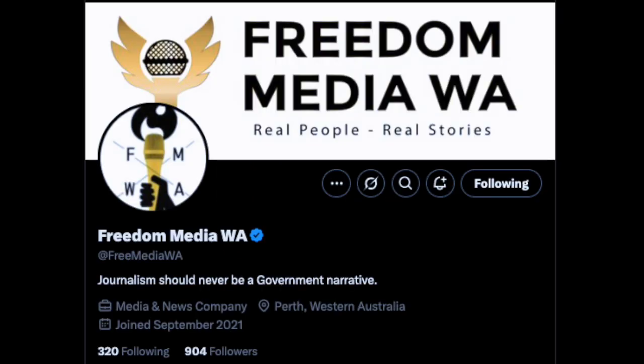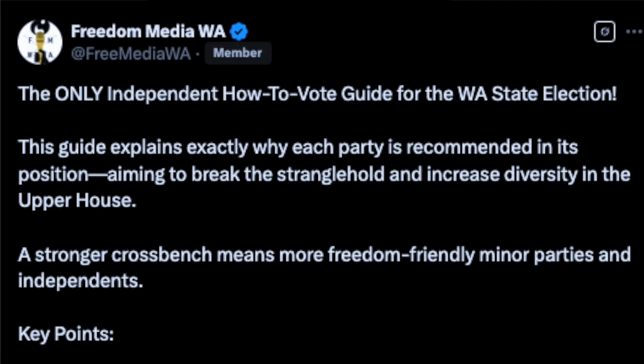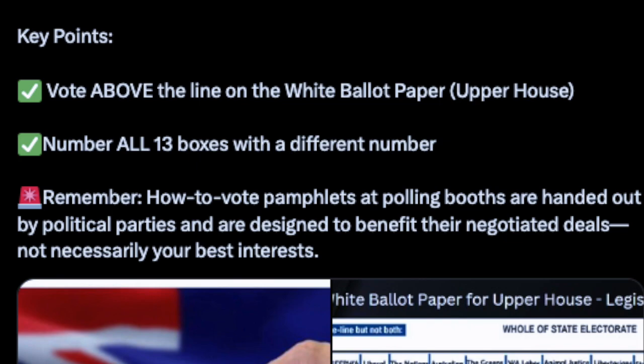Now, Freedom Media WA from X.com, and they are describing themselves as the only independent how to vote guide for the WA state election. And this guide explains exactly why each party is recommended in its position, aiming to break the stranglehold and increase diversity in the upper house. A stronger crossbench means more freedom-friendly minor parties and independents. And the key points: vote above the line on the white ballot paper, upper house, and number all 13 boxes with a different number.